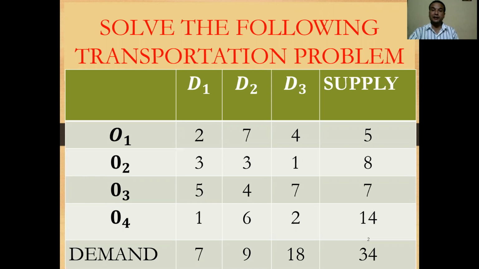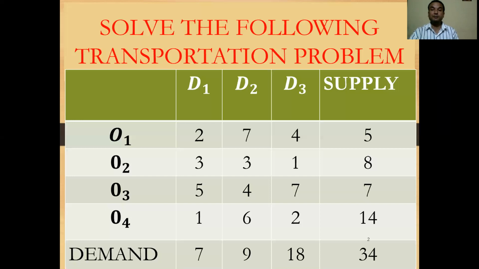We are given here three destinations D1, D2, D3, and four origins O1, O2, O3, O4, and we are given the supply and demand. Supply means the available items in origin 1, origin 2, origin 3, origin 4, which can be distributed to different destinations according to their demands. In destination 1, demand is 7. In destination 2, demand is 9. In destination 3, demand is 18. Total demand is 34. Total supply is also 34. Obviously, it is a balanced transportation problem.